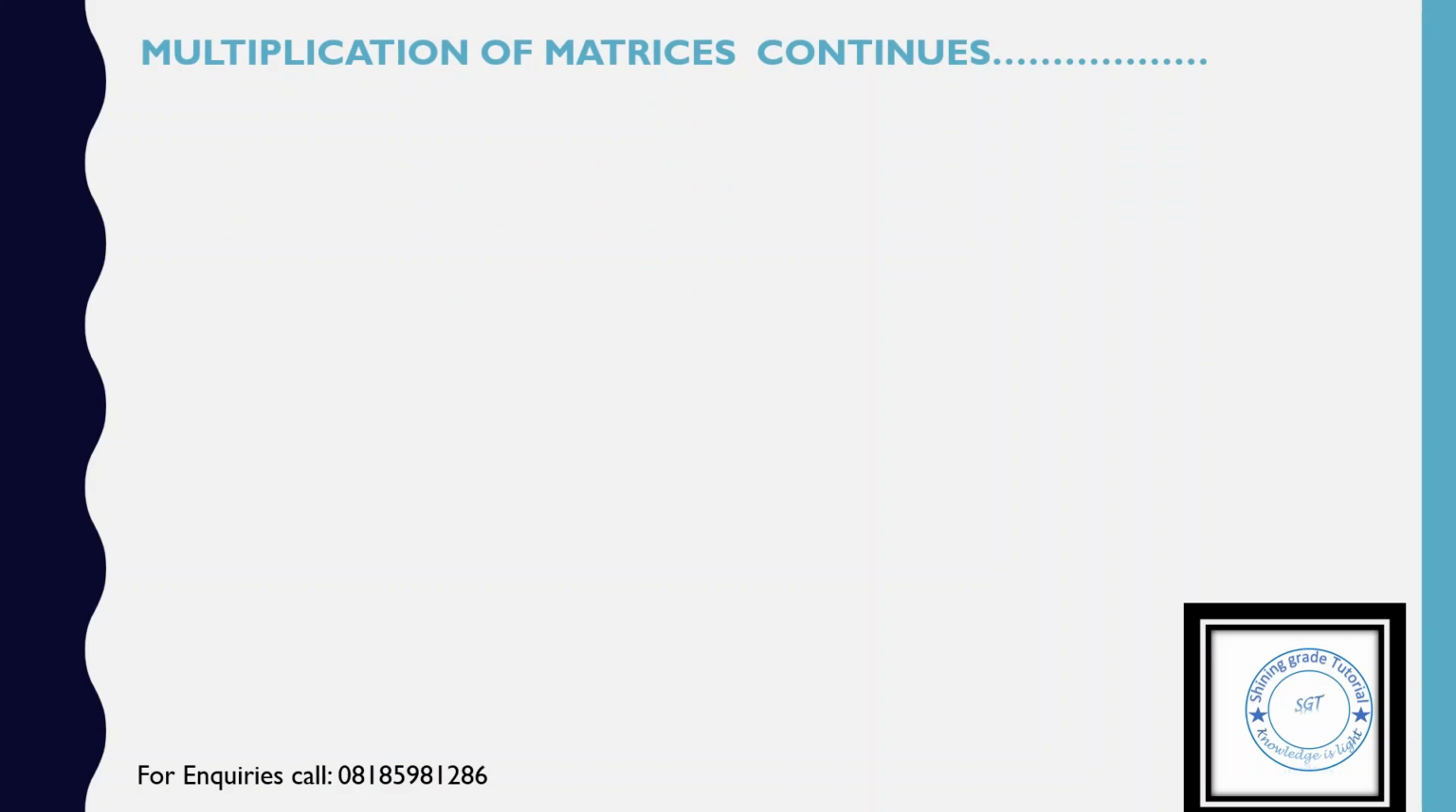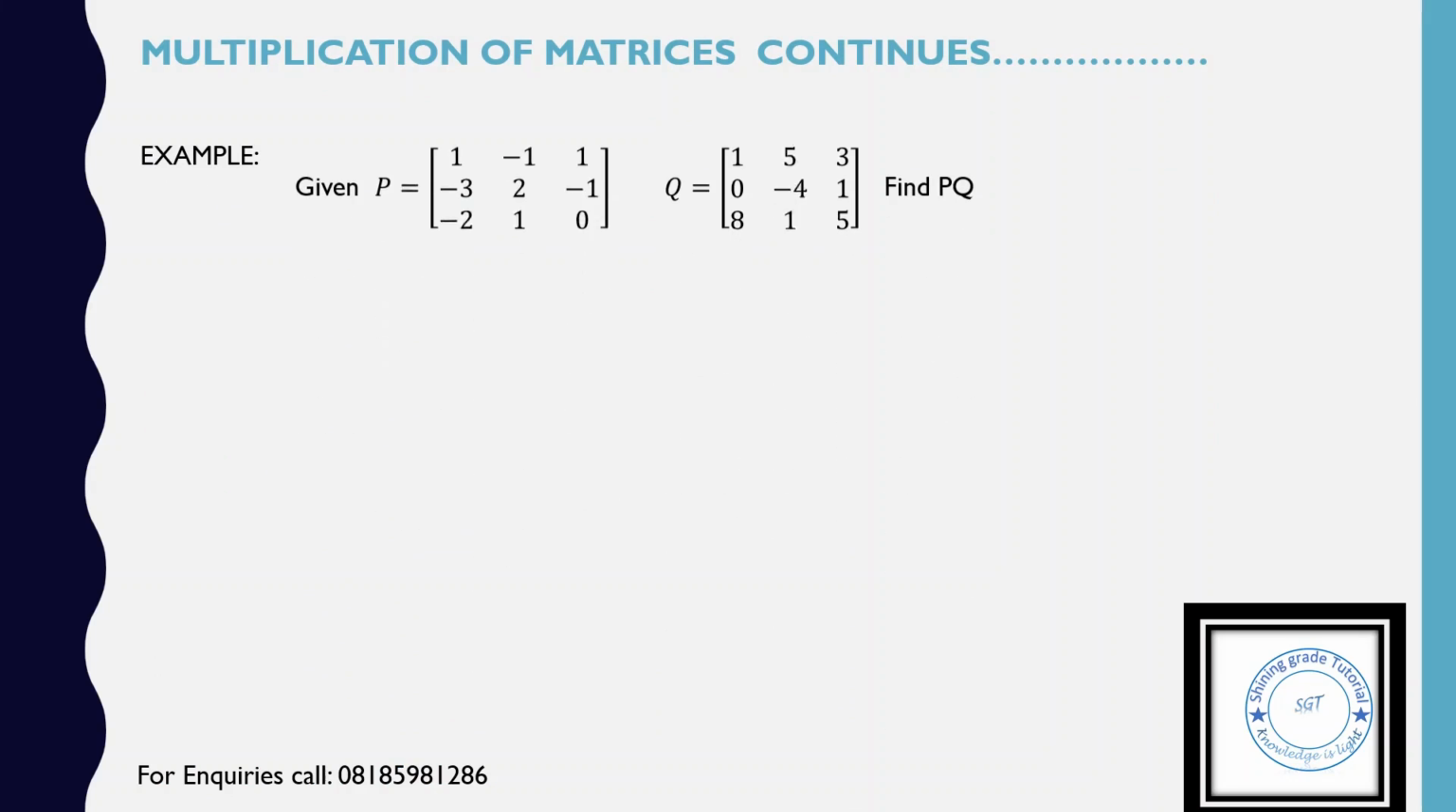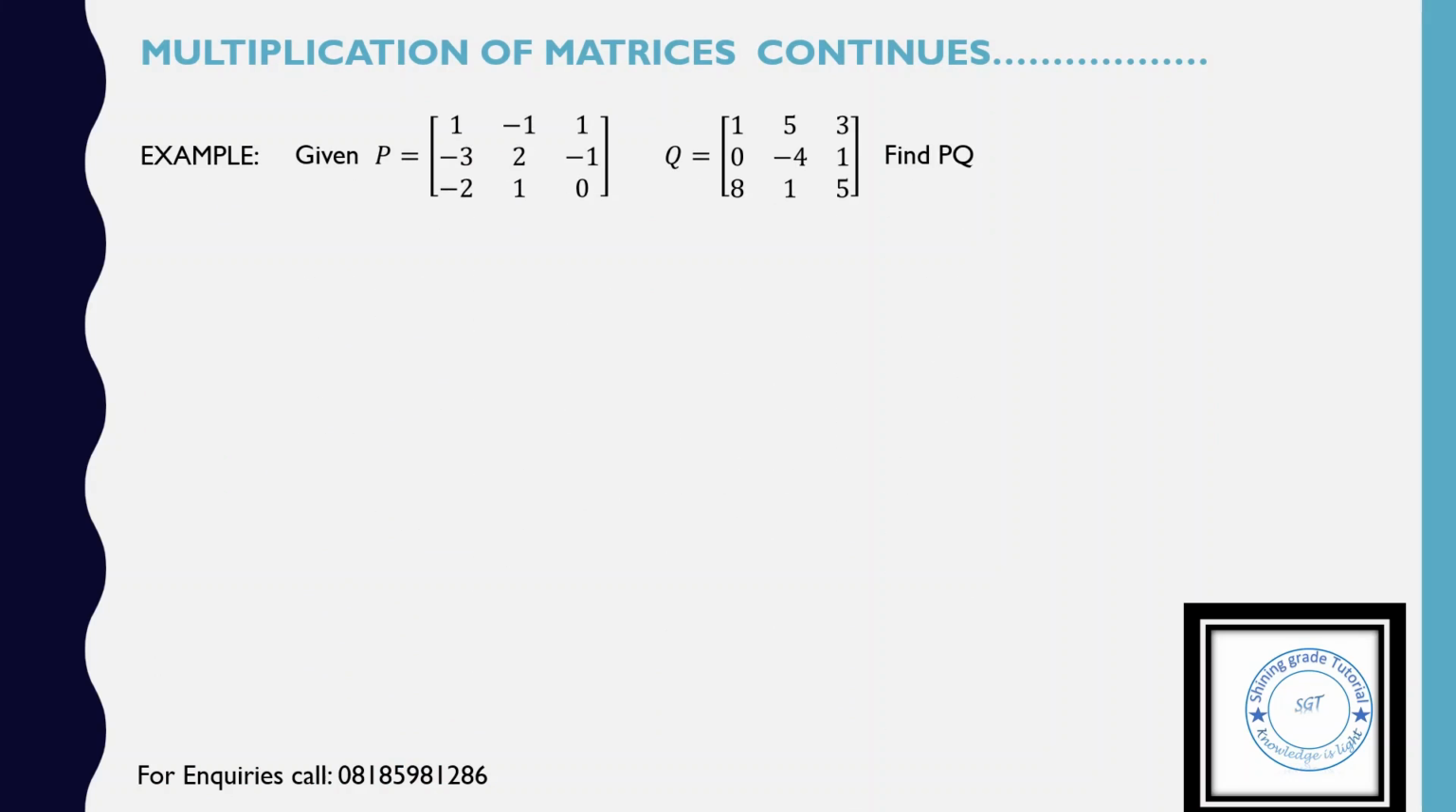So the section we have now is, okay, we are still on multiplication of matrices. Let's take another example on that. Alright, we have matrices P and Q. Matrix P is 3 by 3, Q is 3 by 3. We have to find PQ. Alright, it's fine. So you have the same order. Automatically they will be conformable.